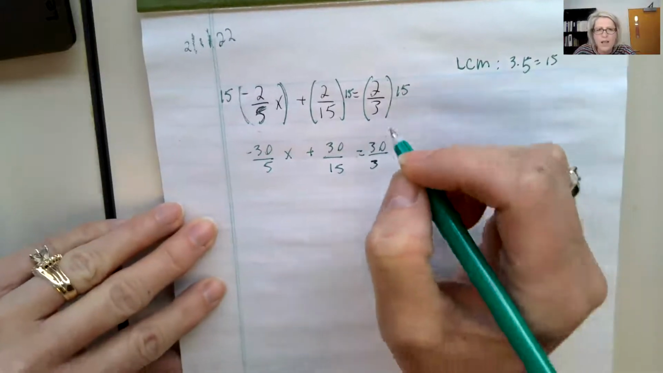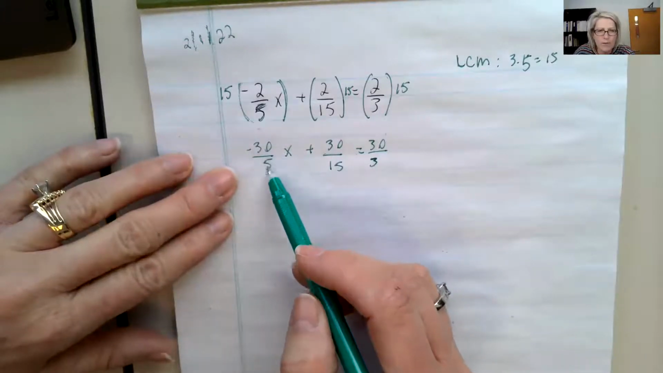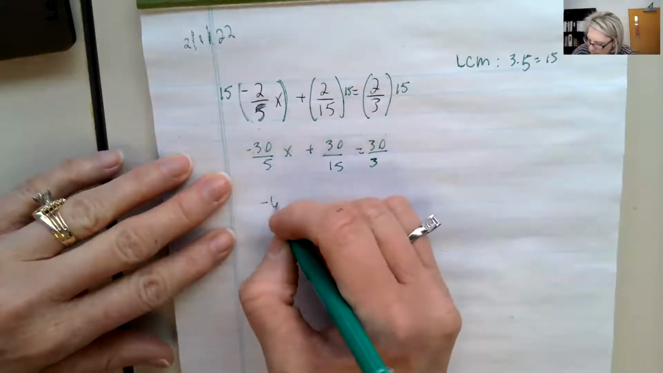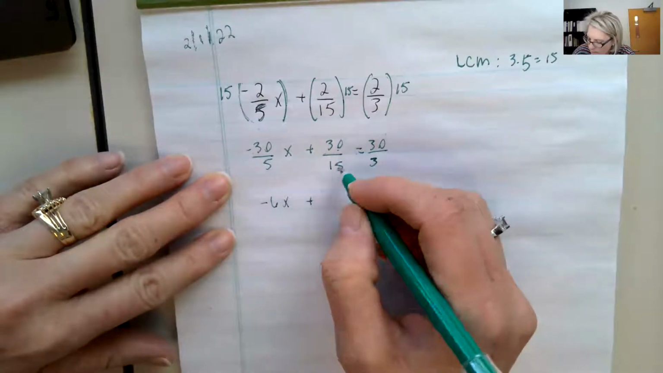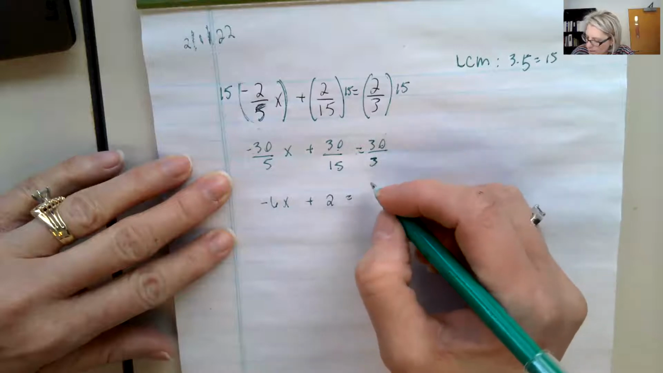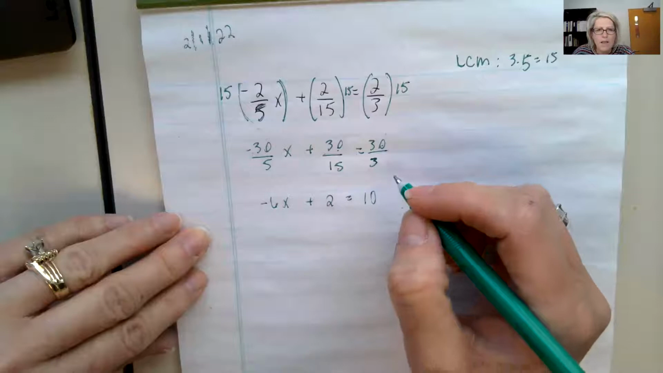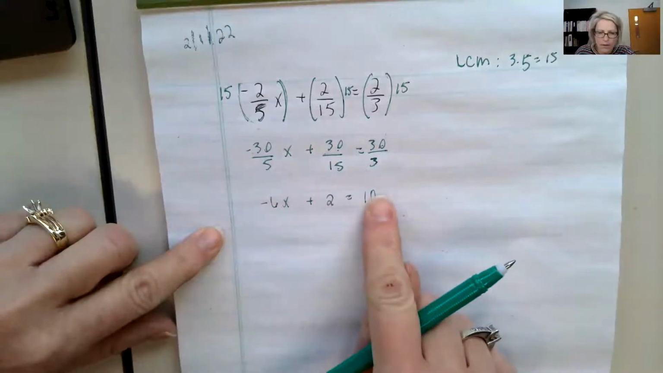And then when I go to reduce them, I can see, oh, negative 30 divides by 5 evenly to make a negative 6x, plus 30 divides by 15 to make 2, equals 30 divided by 3 evenly divides by 10. So notice how we eliminated all the fractions.